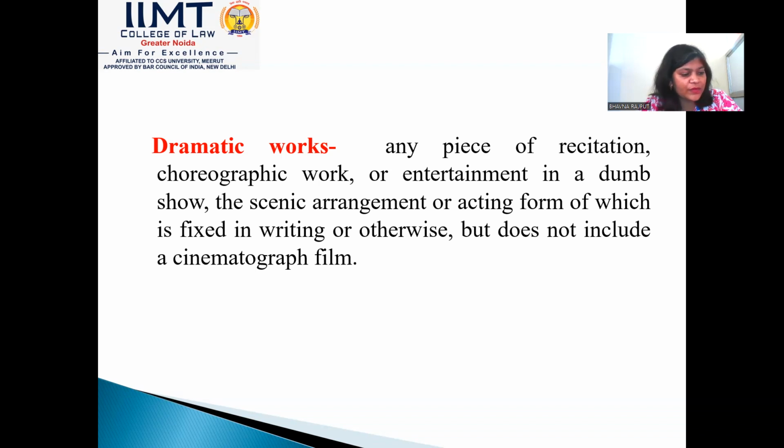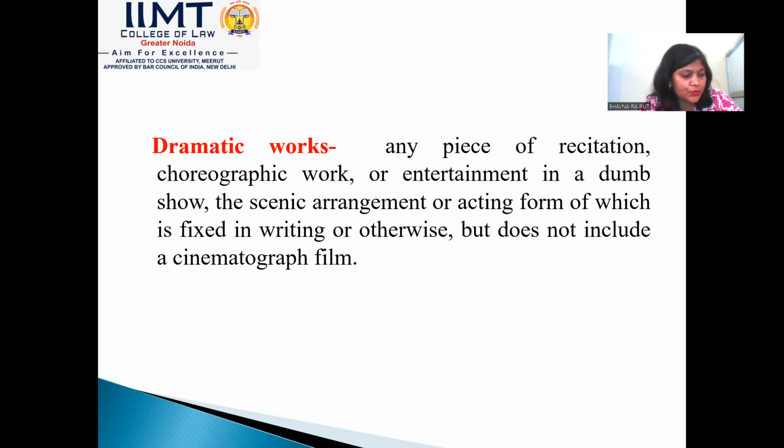In the case of Norowzian versus Arks Limited, it was held that it can be performed before an audience and can be perceived and appreciated by the eyes. Anything that includes body movement is a dramatic work. But for providing copyright protection to a dramatic work, it is necessary that it can be reduced to writing, and it is irrelevant whether the dramatic work includes words or dialogues or not.